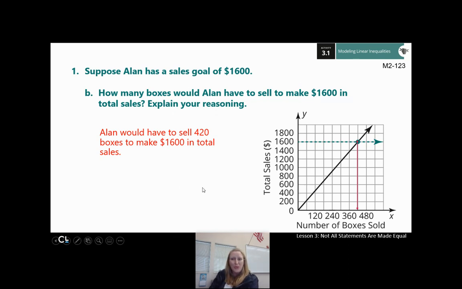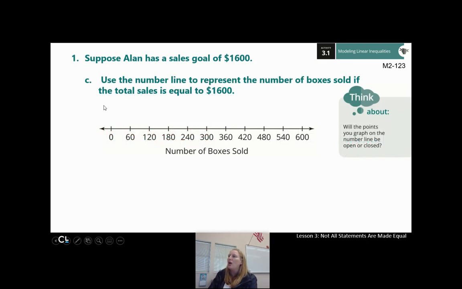Of course, we can put our answer on a number line, right? We figured out he's got to sell 420 boxes. So let's use this number line. Let's say this number line represents the number of boxes sold if the total sales is equal to 1,600. So that means he would have to sell 420. So I would put a big fat circle, boom, right there on 420. I can put my answer on a number line. That's where the answer is, on the number line, right?